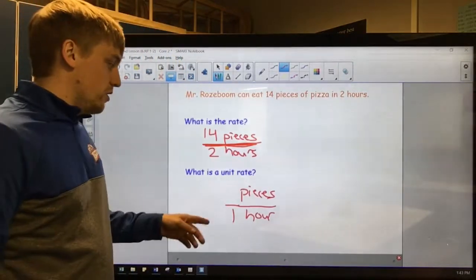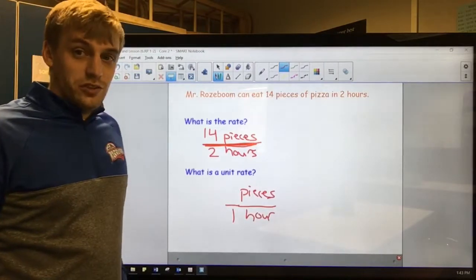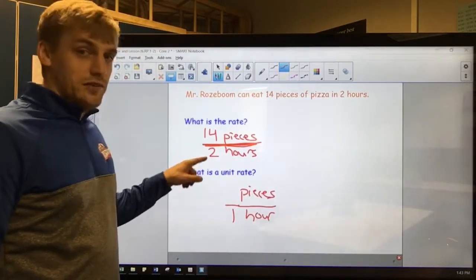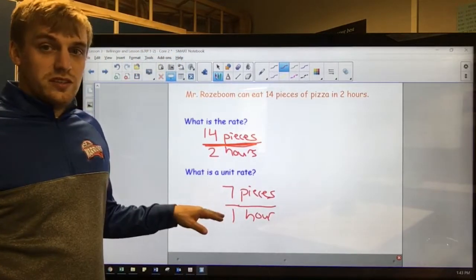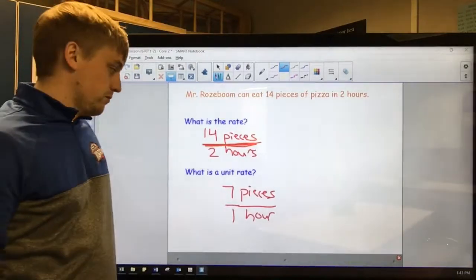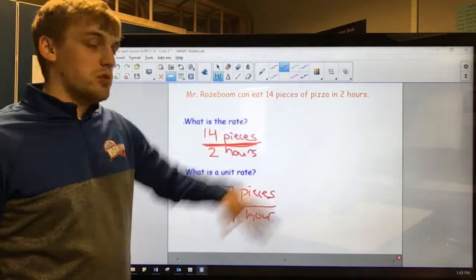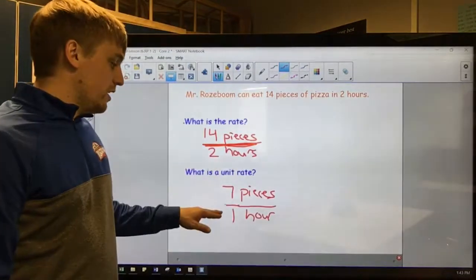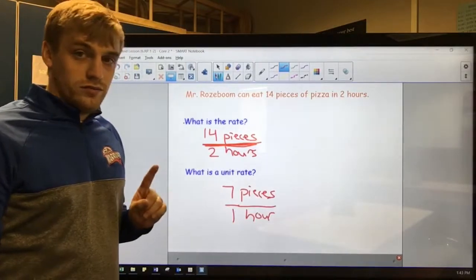Now how do we get a 1 in the denominator? What we do is we simply take 14 divided by 2. So 14 divided by 2 is 7. So it would be 7 pieces per 1 hour. And that would be our unit rate. So our rate is what's given to us in the problem, and our unit rate is when we get the denominator in the rate to 1.